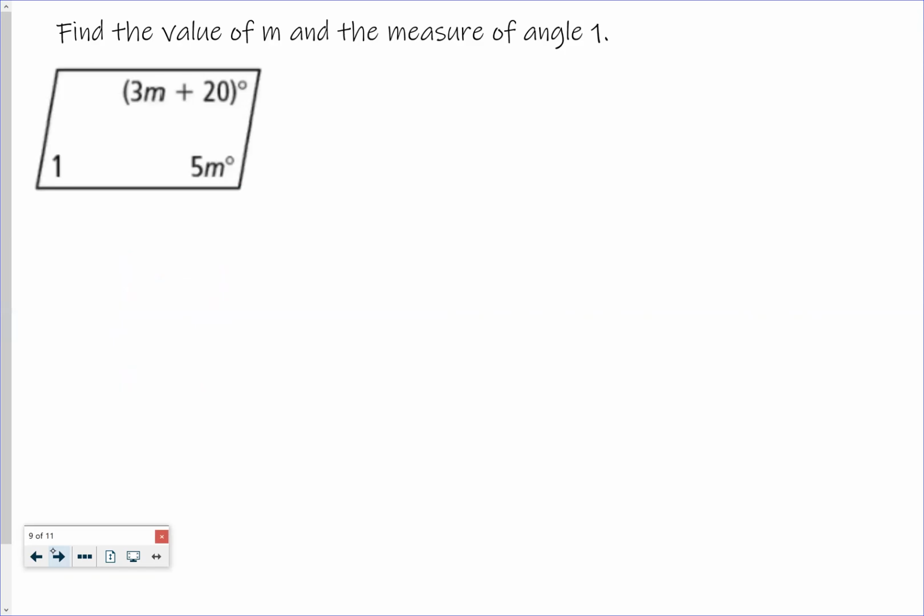All right, next example here. It says find the value of m and the measure of angle 1. So the value of m and the measure of angle 1. Well, what do I know here? I have an angle here that's 3m plus 20, and then another angle here that's 5m. These angles are on the same side. So I know that they need to add up to 180. So 3m plus 20, they're consecutive angles, plus 5m, and I know it has to equal 180.